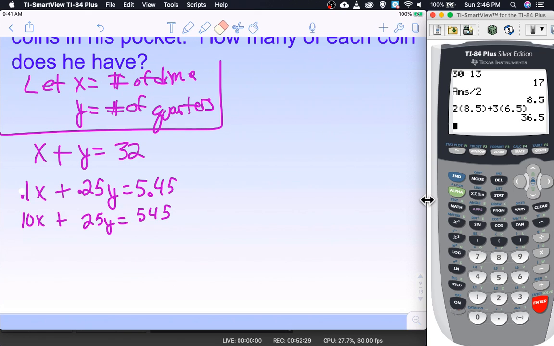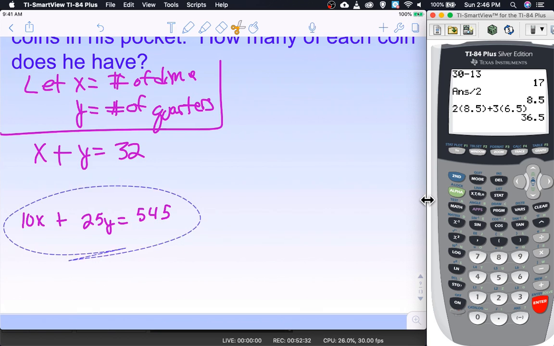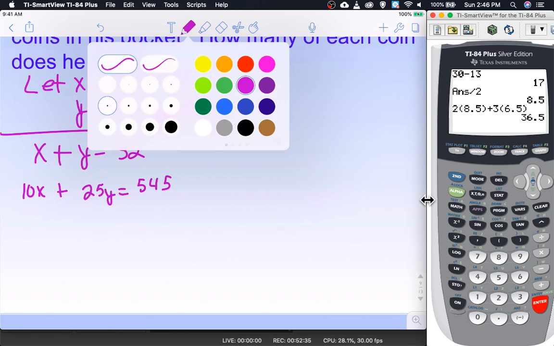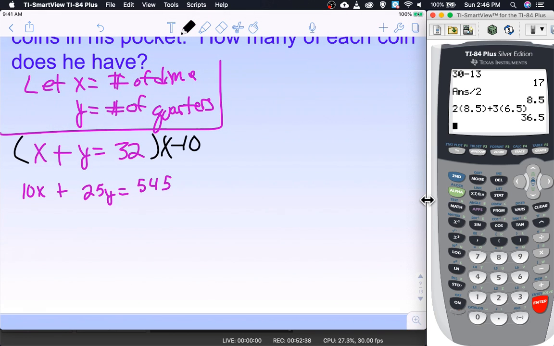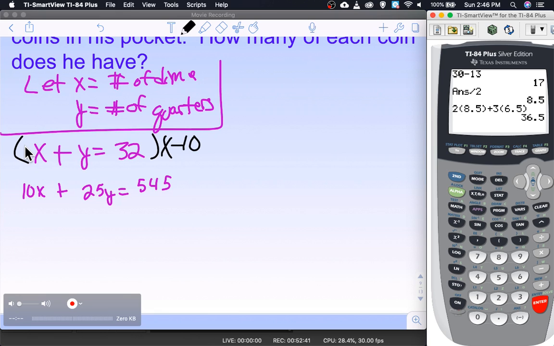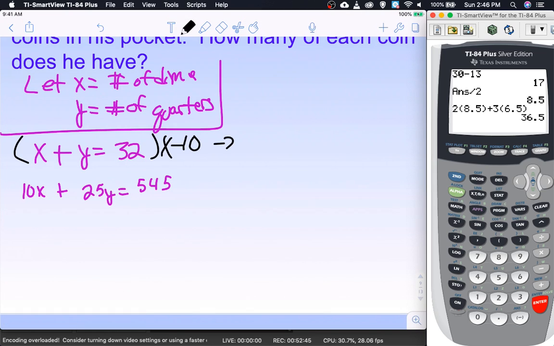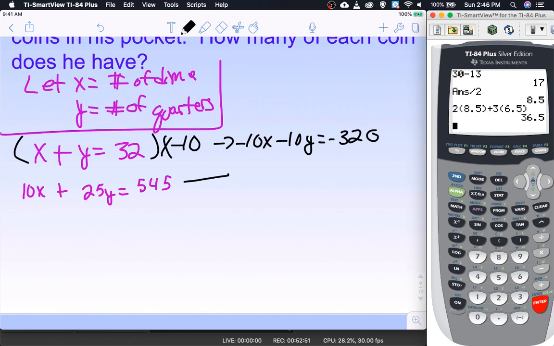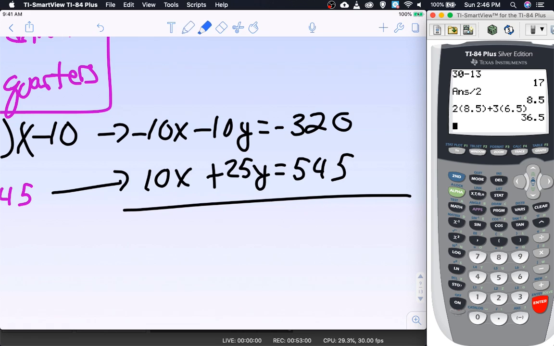All right, I am going to be using the one where I get rid of the decimals because I don't like the decimals there. So I'm going to multiply my top equation by negative 10. That's going to make my x's eliminate. So that would become negative 10x minus 10y equals negative 320. Bottom equation stays the same: 10x plus 25y equals 545. Now when I do the elimination method, my x's will eliminate. The y's give me 15y equals, I don't know, 320 minus, oops, I meant plus.